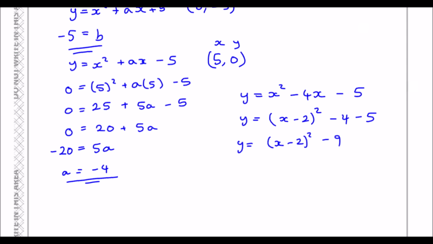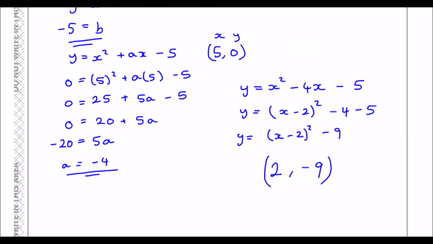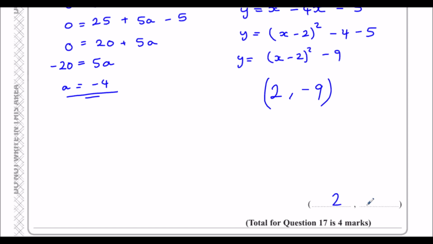And that tells us the minimum point. What makes the bracket 0? That's when x is 2. And what's left when the bracket is 0? Minus 9. So the turning point is (2, -9).